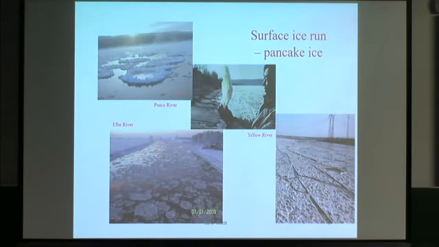Few pictures. Ice flow on the Peace River in Canada, on Yellow River, on Elk River, and that's also on Yellow River. Okay, showing this, just maybe there will be some suggestions, ideas coming from the group here.